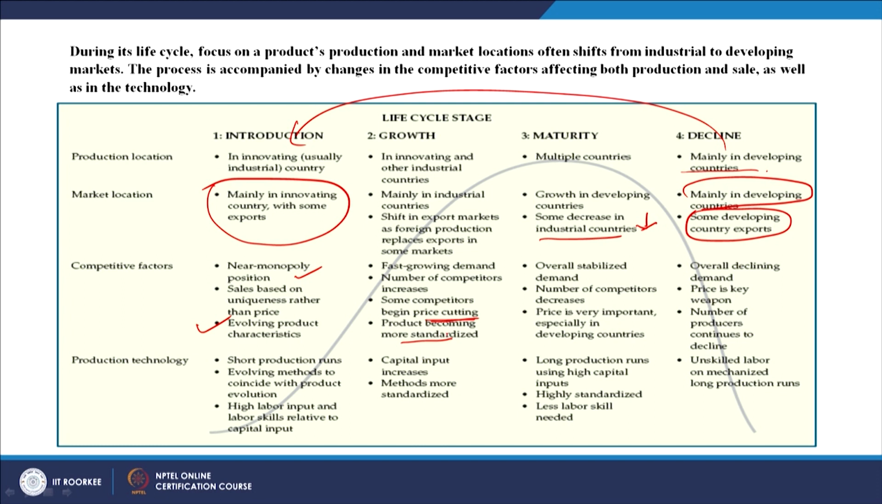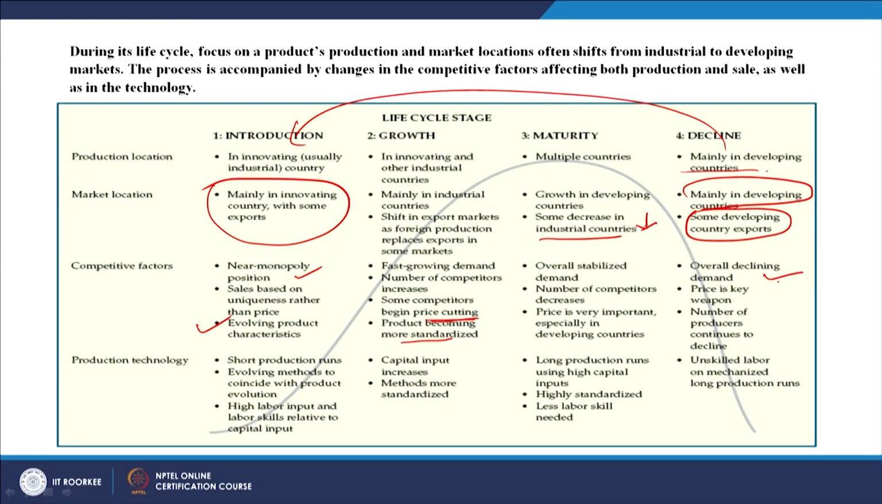During the maturity stage, overall stabilized demand. So, demand is more or less known, there is not much chance of expansion. Competitors decrease. Now, some of the competitors will think of stopping the production. Price is very important, because now it is a price competition. Anybody who can supply the product at a lower cost will win the war, chances are very fair.